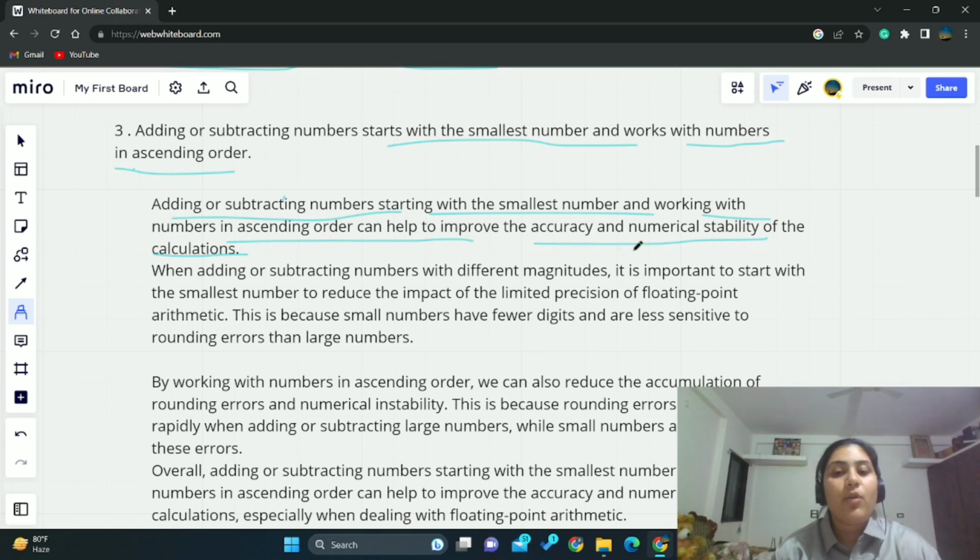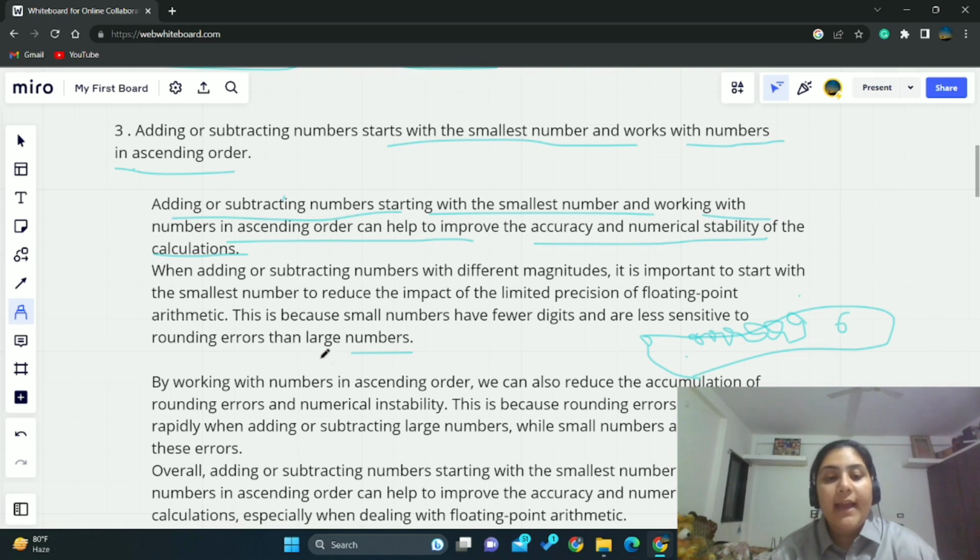This is because small numbers have fewer digits and are less sensitive to rounding error than large numbers. If I round off 96, it could be either 95 or 100. But if I round off 0.0000000, rounding off this number would be difficult because it is sensitive and has fewer digits.